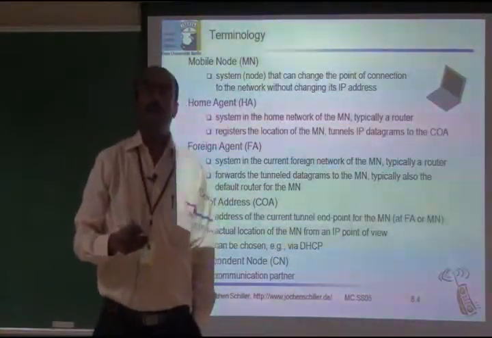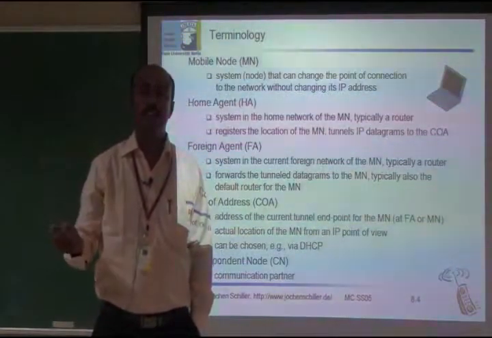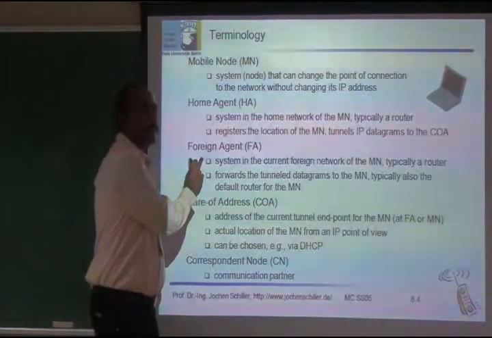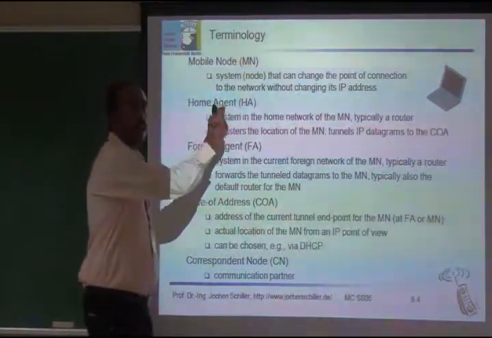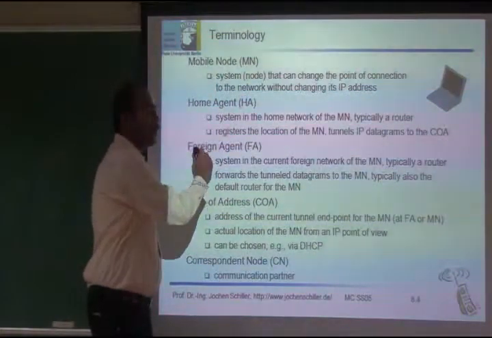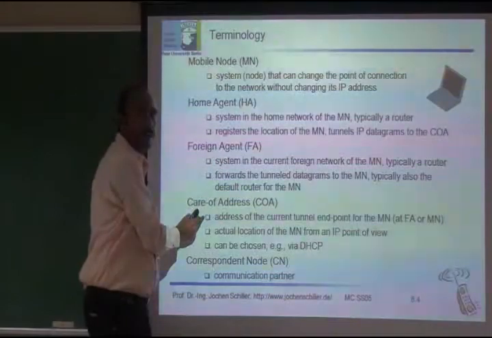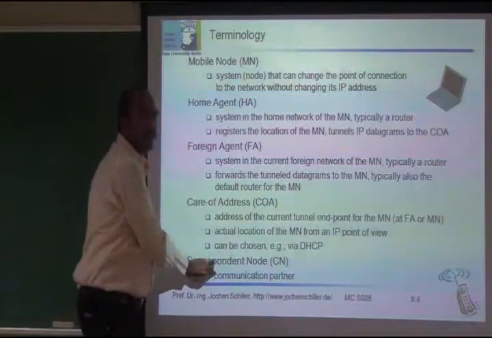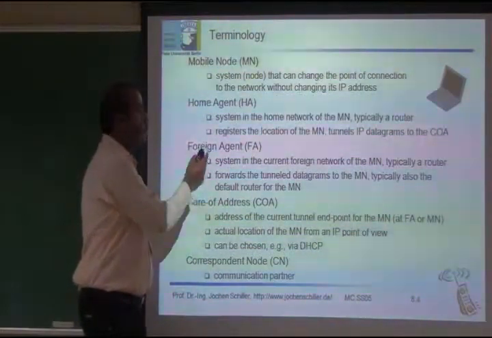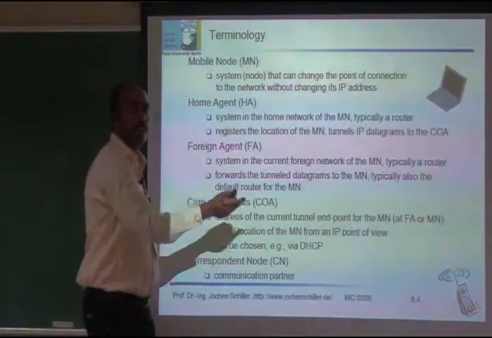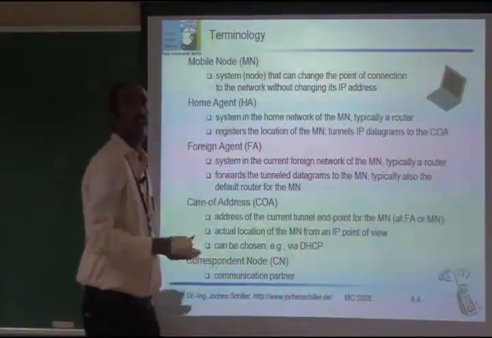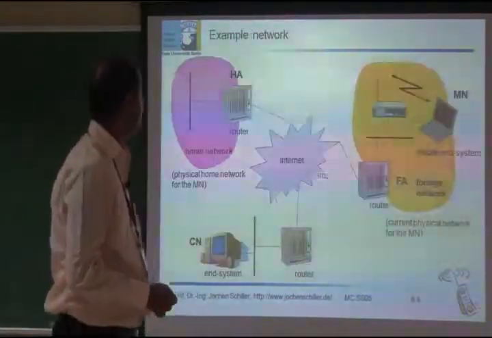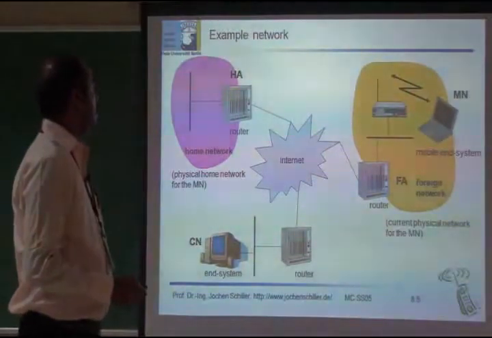So what is the use of foreign agent? When the mobile node is moving from one place to another place, in that new place there is an agent, that agent is called as foreign agent. So when the mobile node is transmitting the data, the home agent will forward the data to the foreign agent by the use of care of address, and it will be sent to the correspondent node. So correspondent node is a destination node, care of address is an IP address, foreign agent is a new location agent, home agent is a previous location agent, and mobile node is a mobile user.